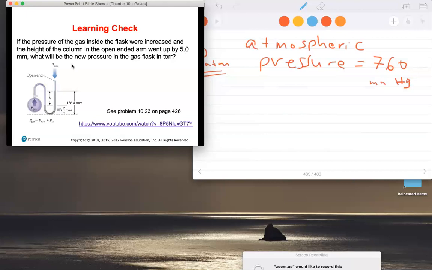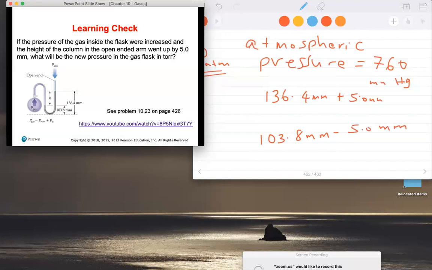Remember this, it went up by 5, so the new top one will be 136.4 millimeters plus 5.0 millimeters. It went up by 5. The other one will go down because it is being pushed. It will be 103.8 millimeters minus 5.0 millimeters.